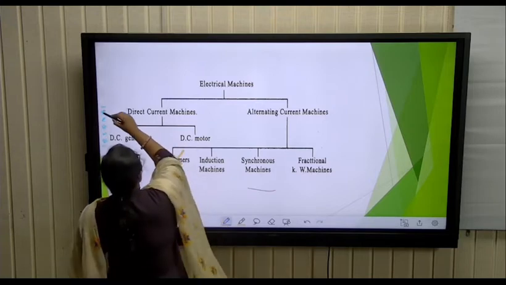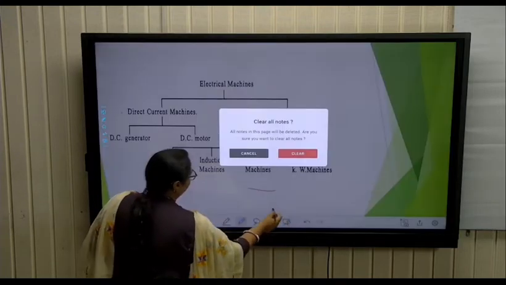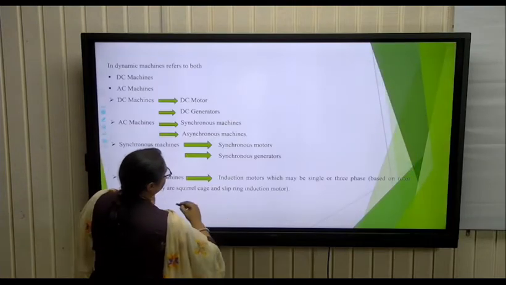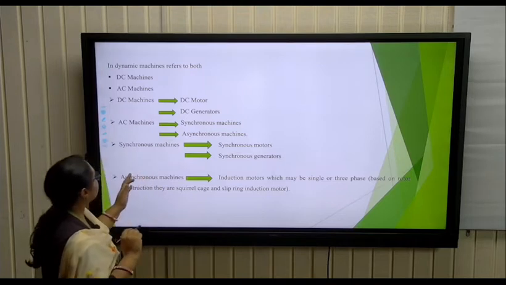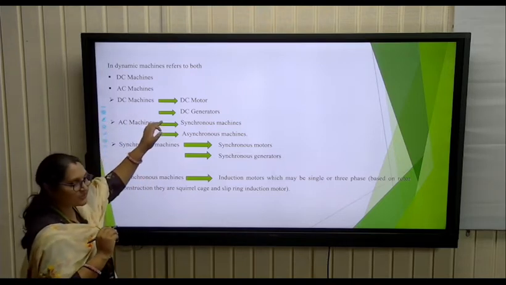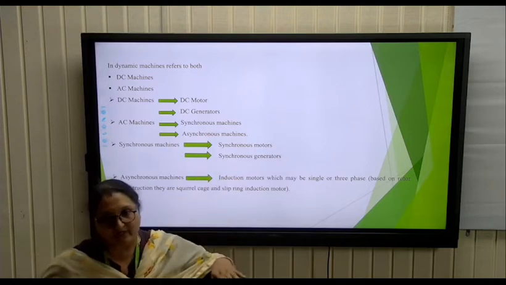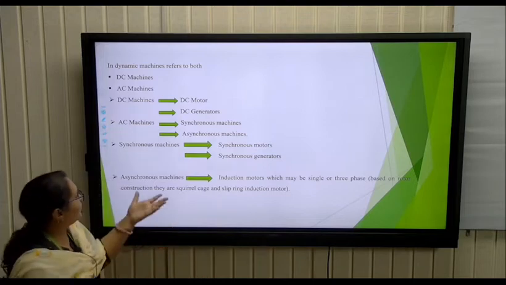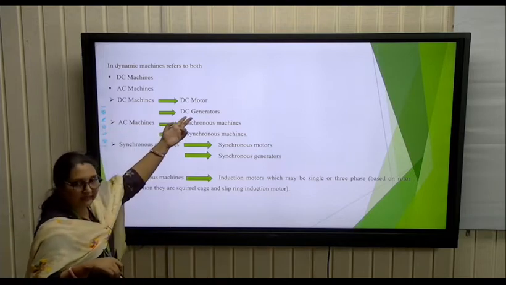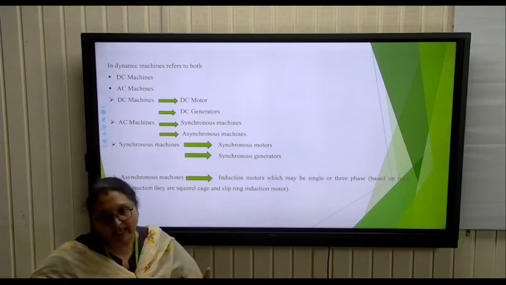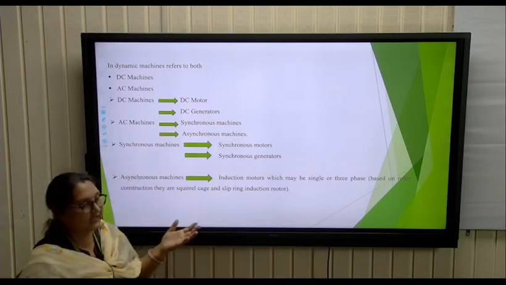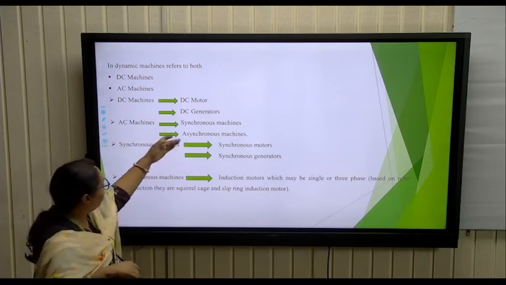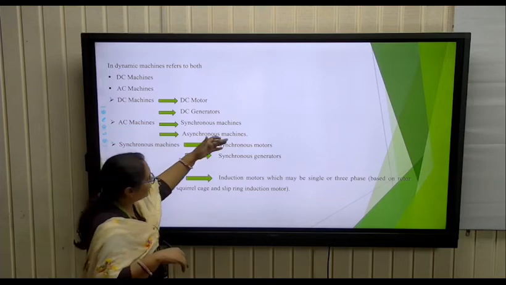So what we have seen is a broad classification. Based on it, as I told you, we have a DC machine which can work as a motor as well as a generator. That depends on the nature of your input as well as the nature of your output. Similarly, in a generator your input will be mechanical energy and at the output you will get electrical energy. Similarly, we have AC machines, synchronous and asynchronous, and again they are classified as motors and generators.